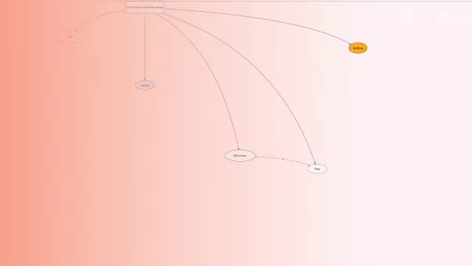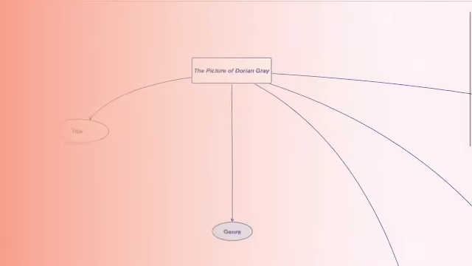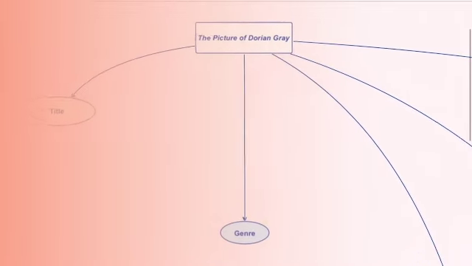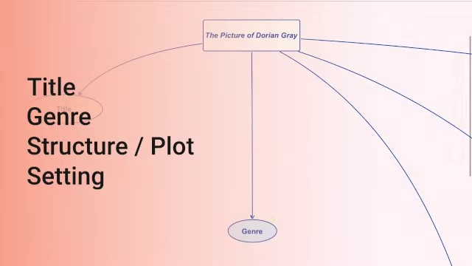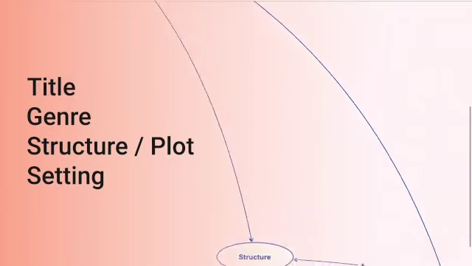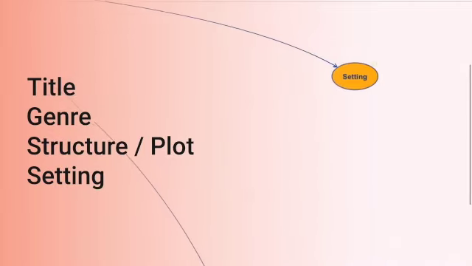Here's the map. At the top, The Picture of Dorian Gray. 4 branches spread out from it. And we always move left to right. Title, genre, structure and plot, setting. That's our route. That's the order we're going to follow.